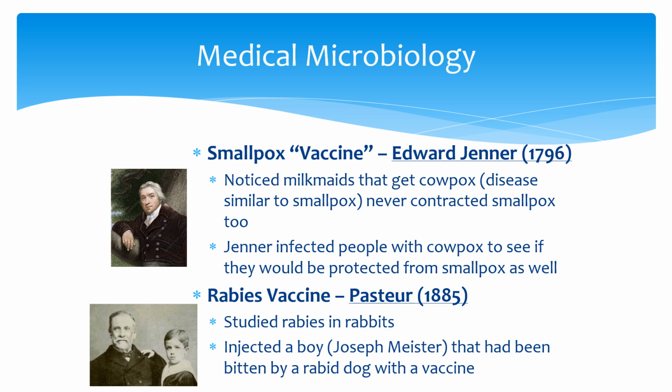Unfortunately, he kind of went about it in a not so great way. He collected the pus from the blisters caused by cowpox and would inoculate people and then expose them to smallpox to see if they would contract it. The first individual that he did this with was an 8-year-old boy, and it was successful. So then he did it 23 more times, including testing out his hypothesis on his 11-month-old son.